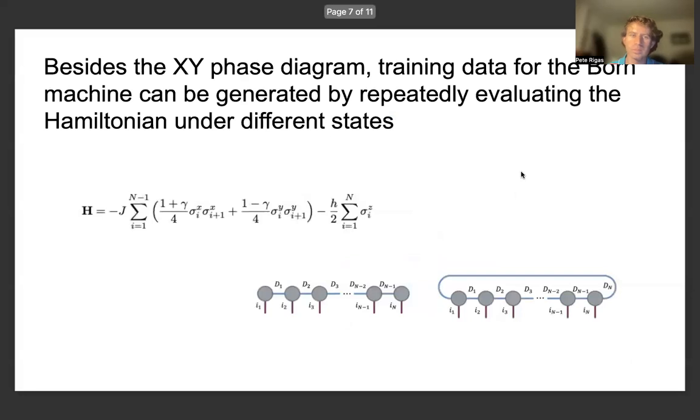that would be captured by the Hamiltonian. But besides the XY phase diagram, training set data for the machine can be generated by repeatedly evaluating the Hamiltonian under different states. And this is just what we have been mentioning, in which we can see the disordered, oscillatory, or ordered phases of the XY model, and how it can share connections with the Ising model or the XX model, and how there can be different ways to repeatedly evaluate this Hamiltonian, which would relate to simulating the energy of different configurations from the quantum many-body system, and how this would relate to studying the excitations of different sites of the spin chain that we had given.